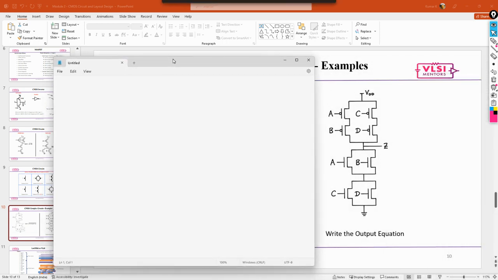Okay. So what is our output equation for this? (A plus B) into (C plus D) whole bar. Okay. Can you tell me what is it? A plus B into C plus D, whole bar. Okay. This is correct.